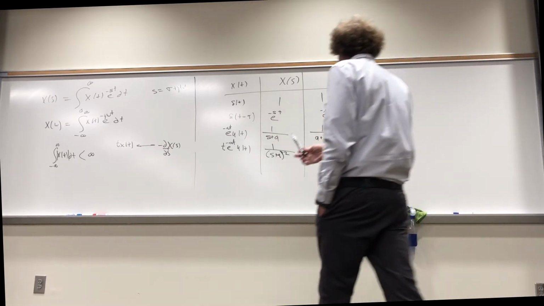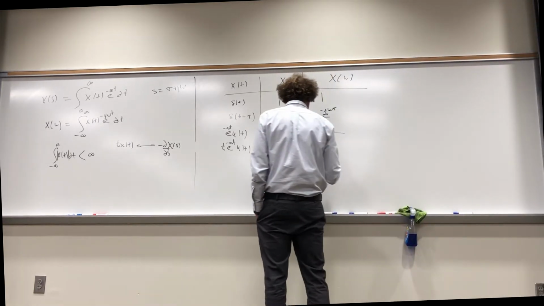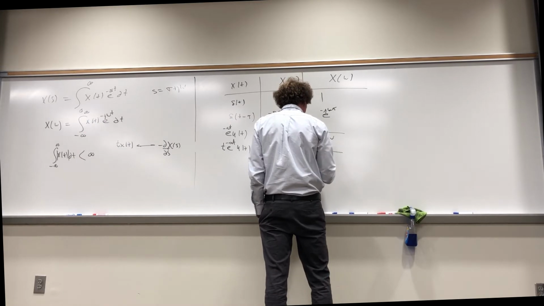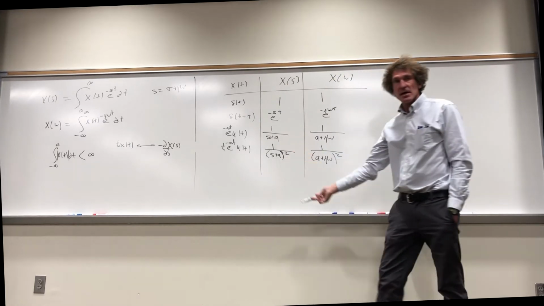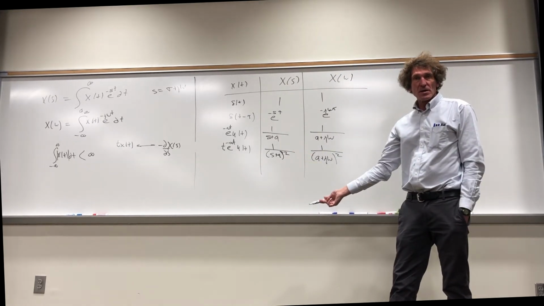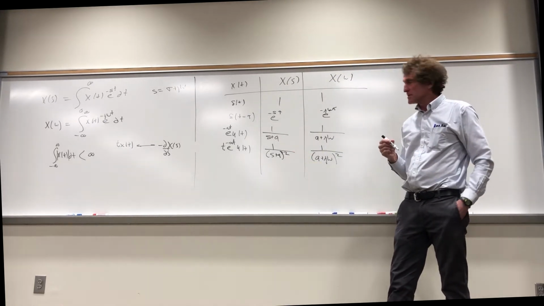So we simply take that s and replace it by j omega, and it's 1 over (a plus j omega) squared. And you can see the pattern. It just repeats itself on down. There are some special functions that are a little different.